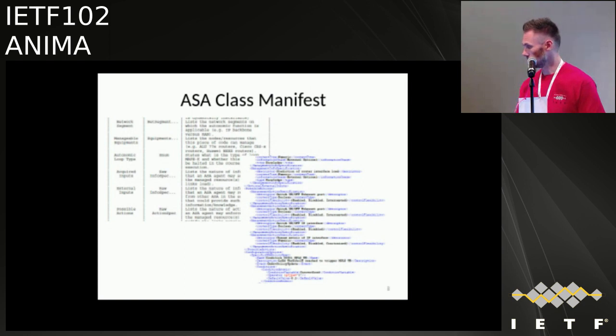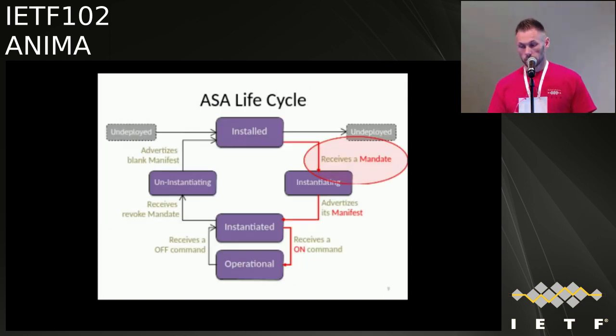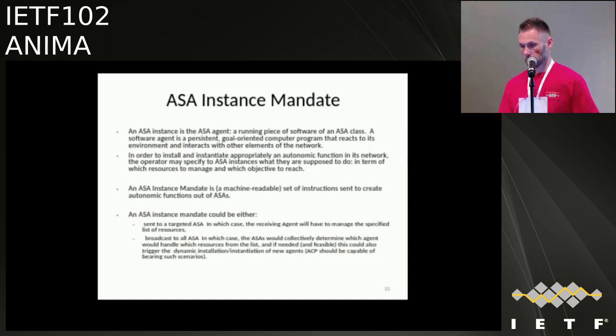So this is just an example that we have, some more detailed specification and also a running implementation of that. Next slide. So in the ASA lifecycle, this mandate, so you have the class manifest, and when you are installed, you need to instruct your autonomic functions what you want them to do. So you send them a mandate, and this will deploy the autonomic functions over the network. Next slide, please.